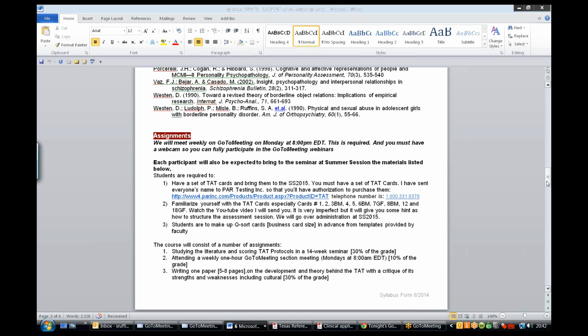The course will consist of a number of assignments. There's studying the literature and scoring the TAT protocols in a 14-week seminar, and that's 30% of the grade. And then attending the 1-hour GoToMeeting sessions is about 10% of the grade. And writing a paper on the development and theory behind the TAT with a critique of its strengths and weaknesses, including its cultural strengths and weaknesses, is also 30% of the grade.